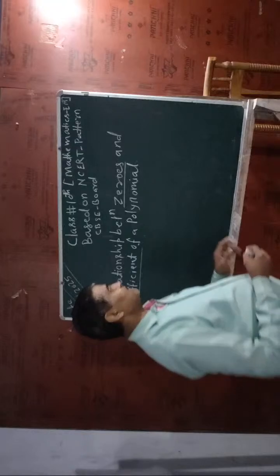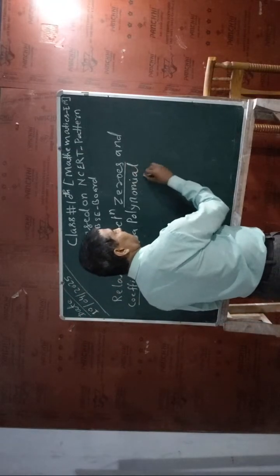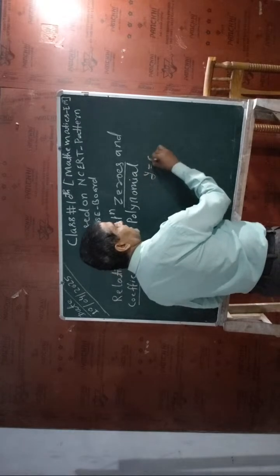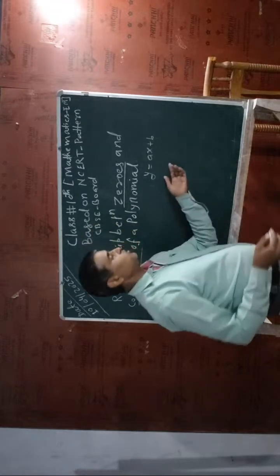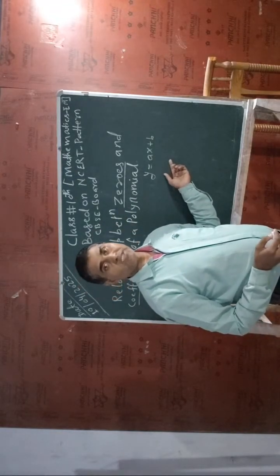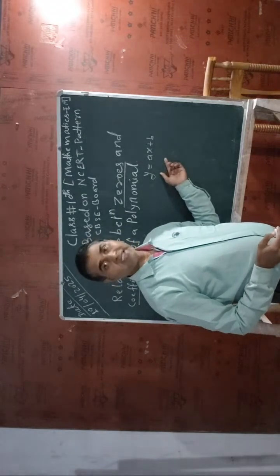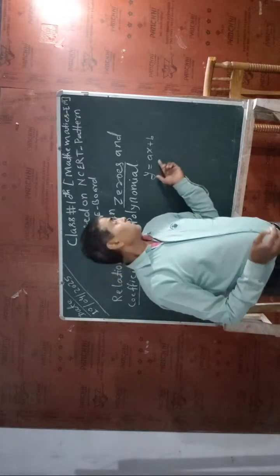Now in the case of linear polynomial, I will write y = ax + b. This is a polynomial which is in linear form. Okay students, if you have any confusion, comment and I will reply.